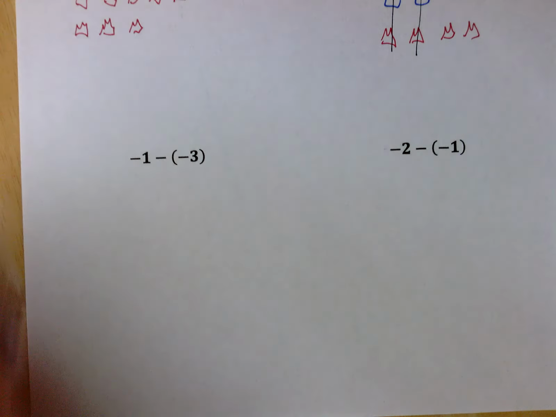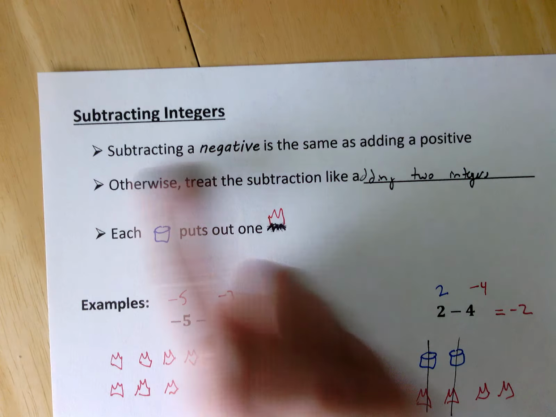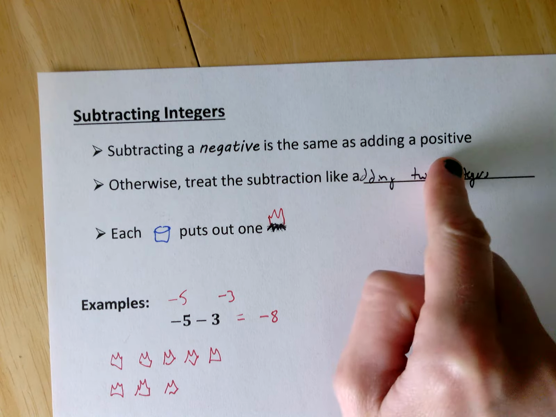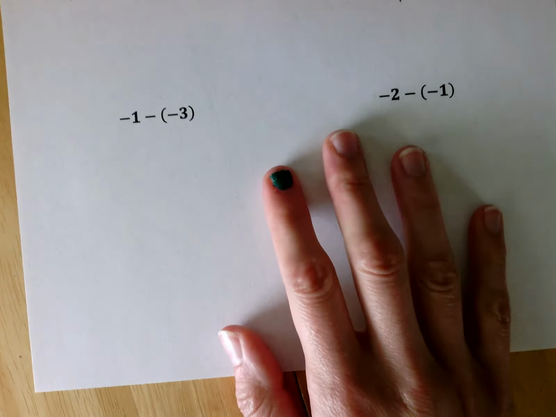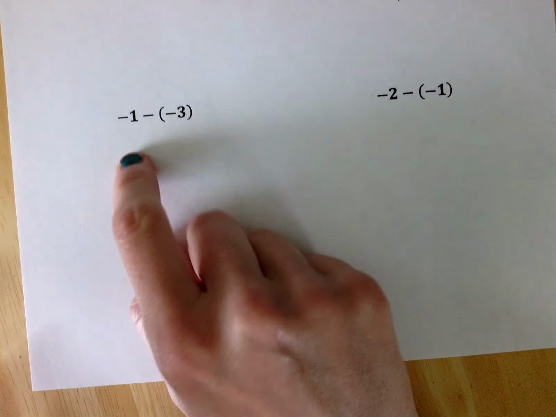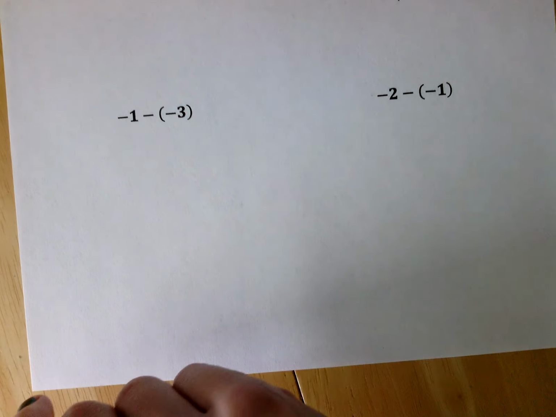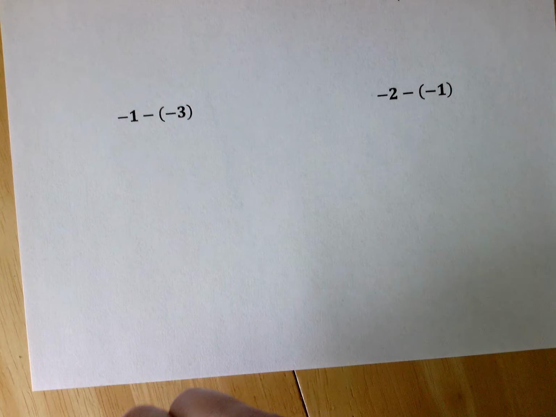Okay, this guy down here. Now here is where that top line at the top of your paper, right? We said that subtracting a negative is the same as adding a positive. Okay, well, what does that mean? Well, this is our switching our perspective thing again, right? So when I look at this problem, I've got a -1 minus a -3, and that's just an awful lot of negative signs. So here's how we're going to switch our perspective.